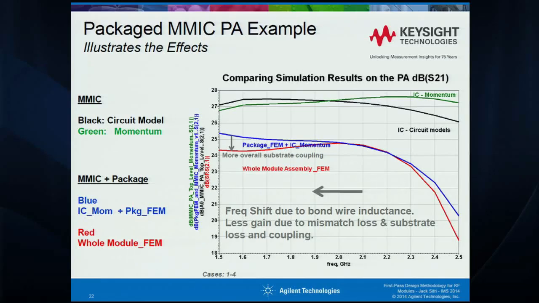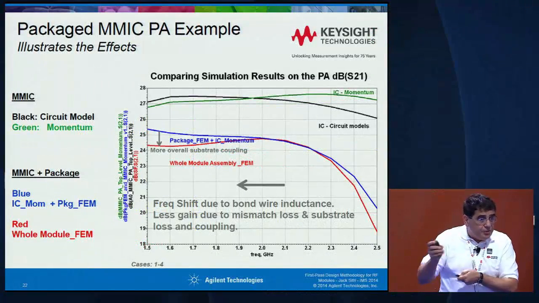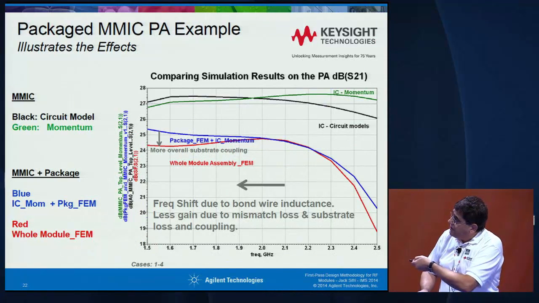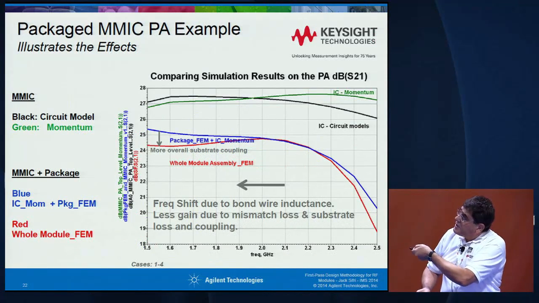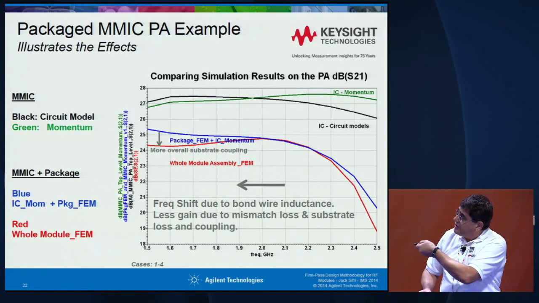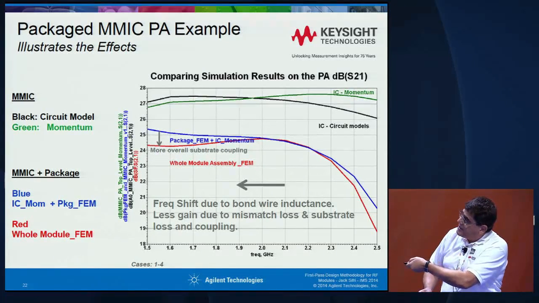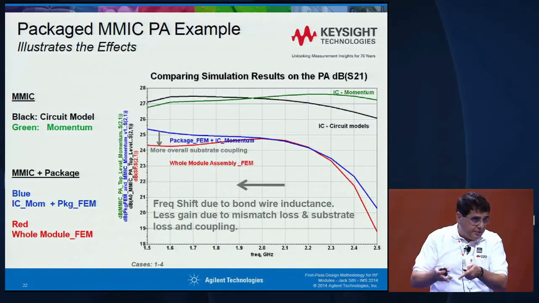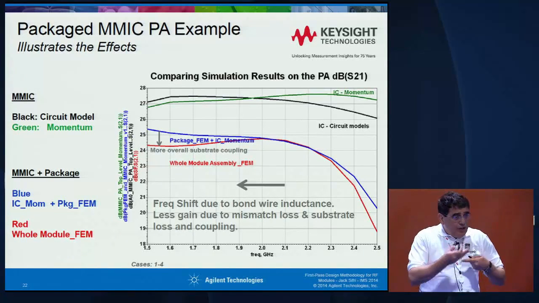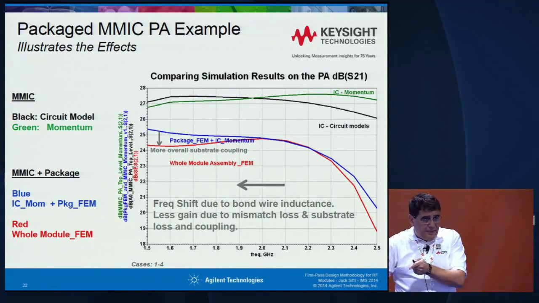Notice now the frequency is cut shorter because the bond wires created some frequency shift here, and we introduced some losses, mismatch losses and substrate coupling losses. And notice the whole amplifier even has more loss and it has different characteristics than combining the two separately. So be aware of this. Do EM optimization to fix the design back.